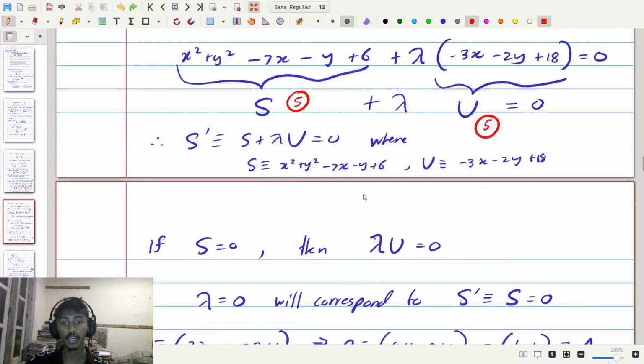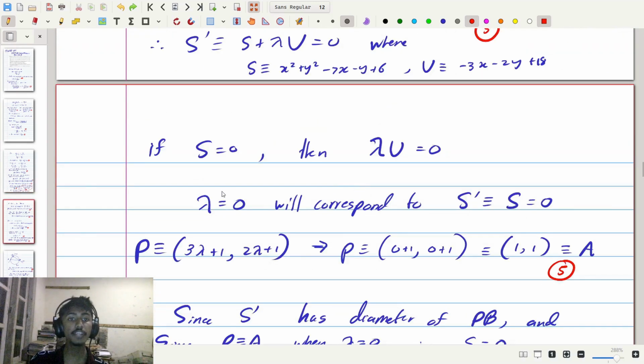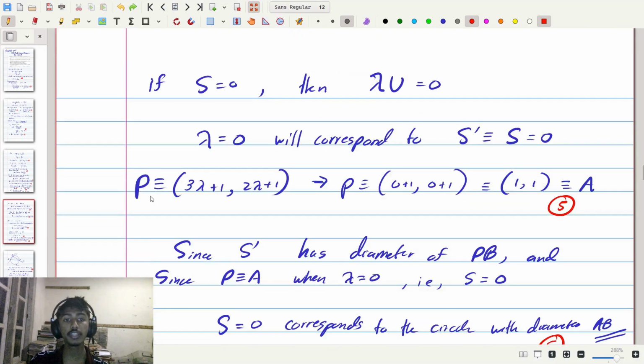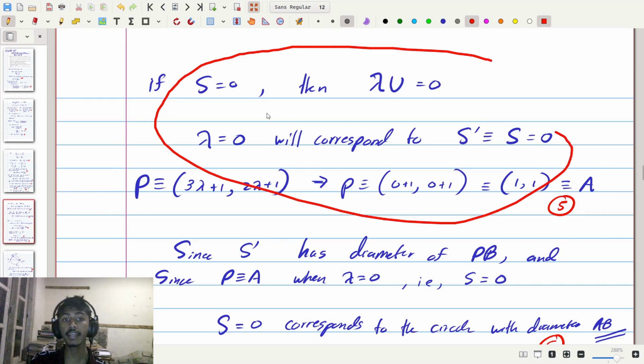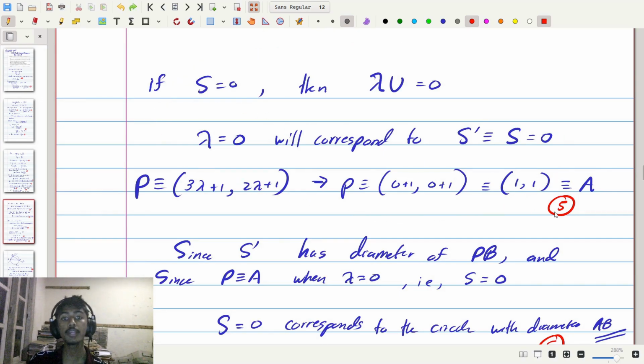for lambda times U. And after that, when you then consider S equals 0 and see that when S equals 0, lambda is going to be equal to 0, and according to that, we must get the point P be given by 0 plus 1 comma 0 plus 1, which is 1 comma 1, which is exactly the same as A. For identifying that in this special case, the point P becomes A, you get 5 marks.